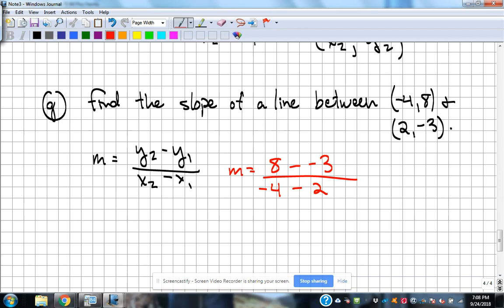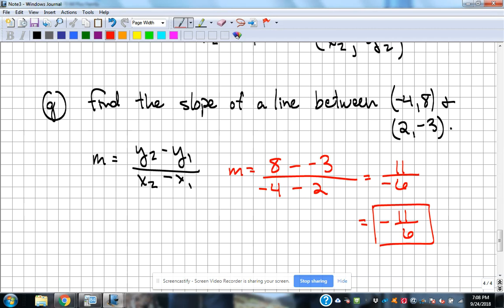Notice my ordered pairs vertically: (-4, 8), (2, -3). It should be that every time. Then I'm just going to work that out. What is 8 minus -3? 11 on the top. On the bottom, -4 minus 2 is -6. So -11 over 6 is our slope. That doesn't reduce any. If it will reduce, you need to.